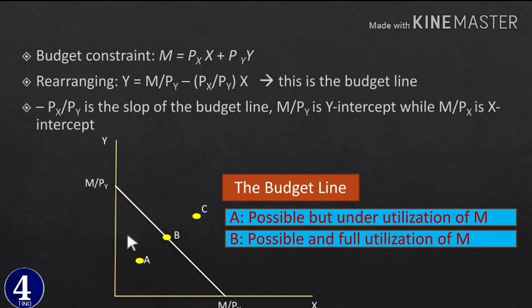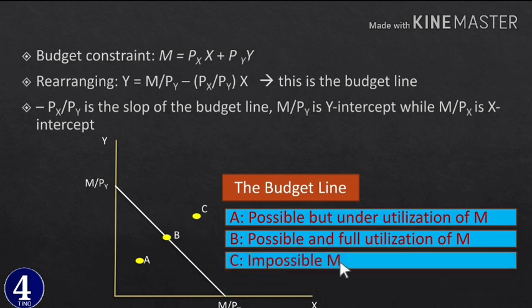what about point C? point C እንደምታዩት it is out of the triangle ከዚህ ትሪያንግል ወይም ከበጀት ላይኑ ውጪ ነው ያለውና point C is impossible because of limited amount of money that we have ማለት ነው። ሲን ኮንሱም ማድረግ አንችልም ምክንያቱም ያለን ገንዘብ ይሄንን ያክል ኤክስ እና ይሄንን ያክል ዋይ ለመግዛት አይበቃም ማለት ነው። so point A and B are possible.